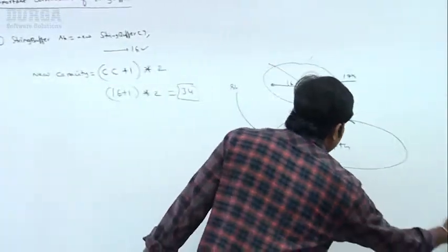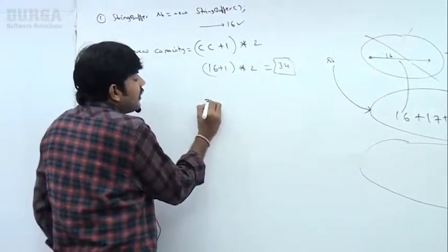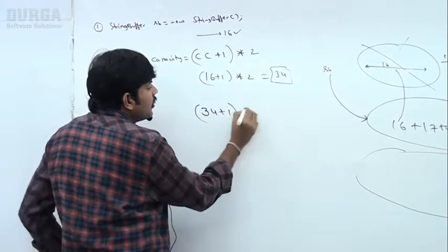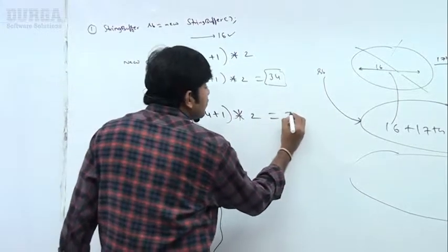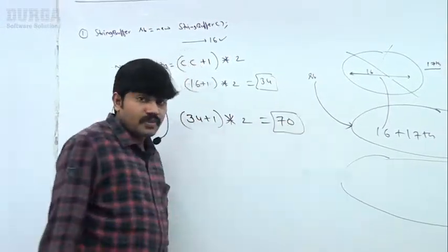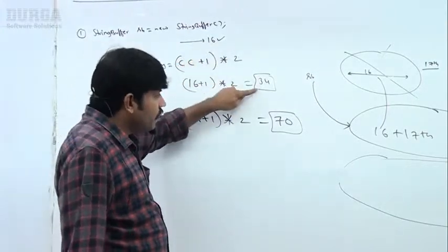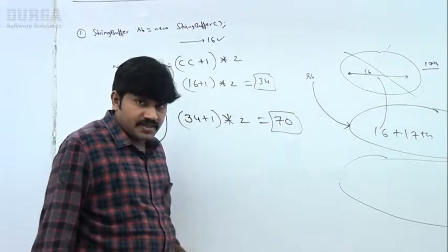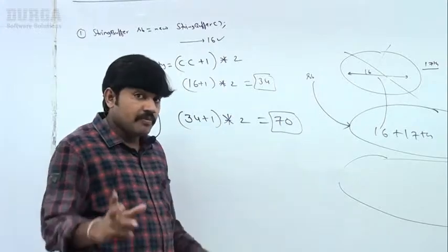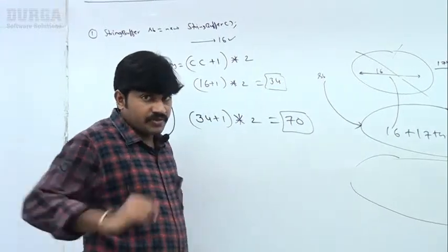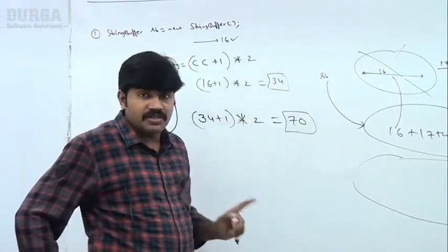Now a bigger string buffer object will be created. What is the capacity of this one? Very simple: current capacity plus 1, into 2. Current capacity 34 plus 1 into 2 means 70 is the next capacity. So at the beginning 16 capacity, next 34 capacity, next 70 capacity. These are internal things at memory level. But anyway, I will show all these things with respect to the program. Don't worry, I will execute the code and show these capacities also.